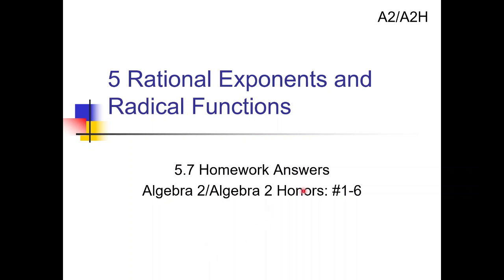Hello there, Mr. Sutton here, bringing you the Algebra 2 5-7 homework solutions, or if you're doing the honors, this is 5-7 Part 1 homework solutions. All of this on finding inverses of functions.